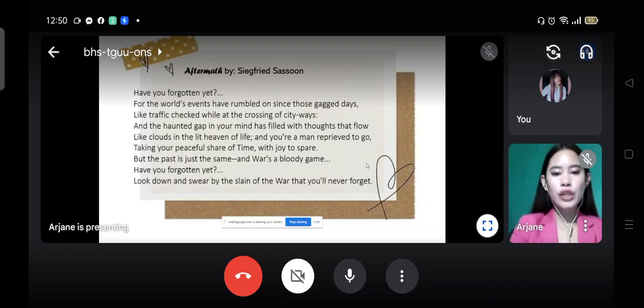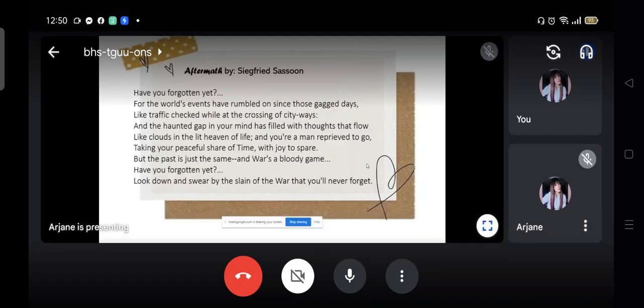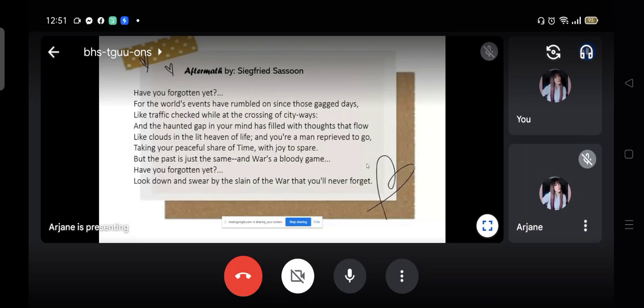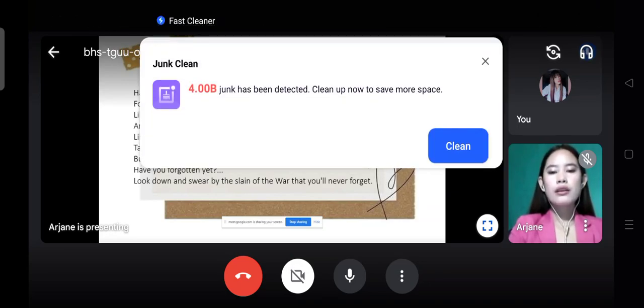So let's read. Have you forgotten yet? For the world's events have rumbled on since those gag days, like traffic checked while at the crossing of city ways, and the haunted gap in your mind has filled with thoughts that flow like clouds in the lit heaven of life, and you're a man reprieved to go, taking your peaceful share of time with joy to spare. But the past is just the same, and war's a bloody game. Have you forgotten yet? Look down and swear by the slain of the war that you'll never forget.